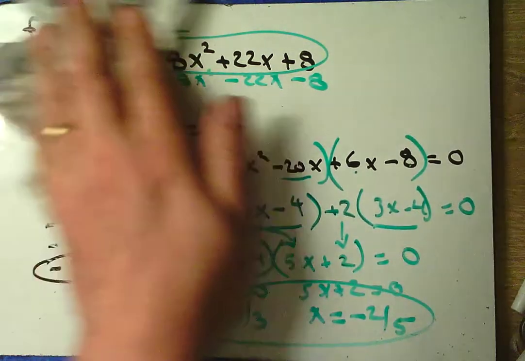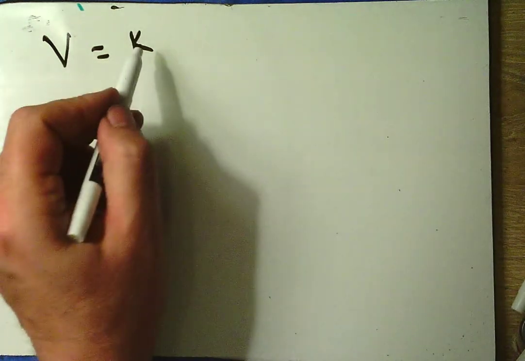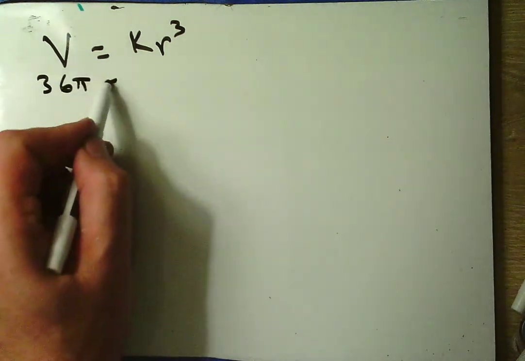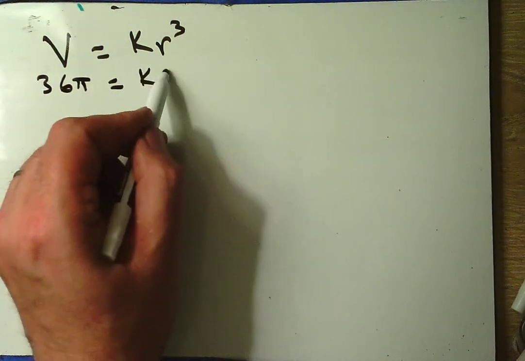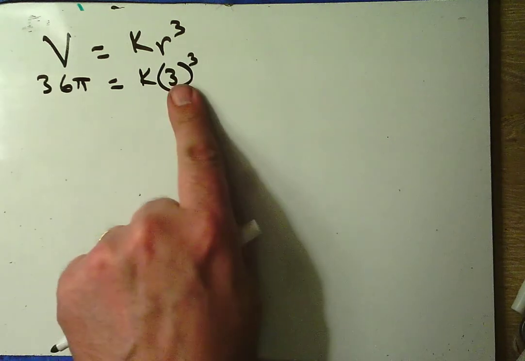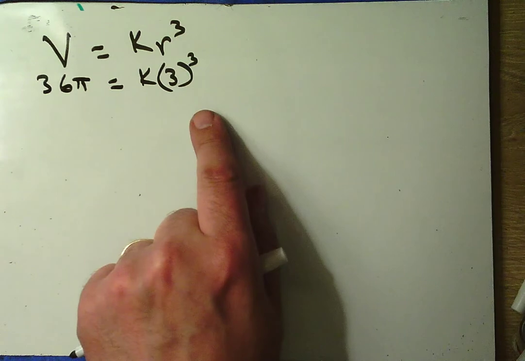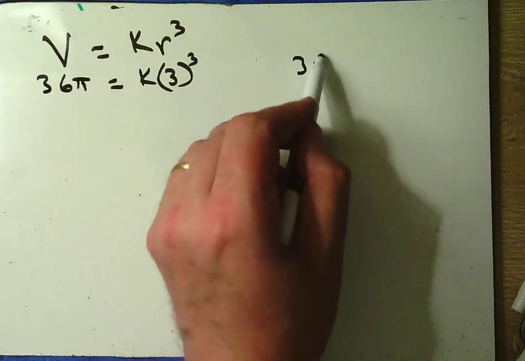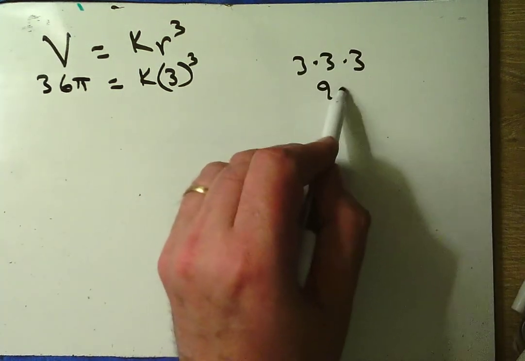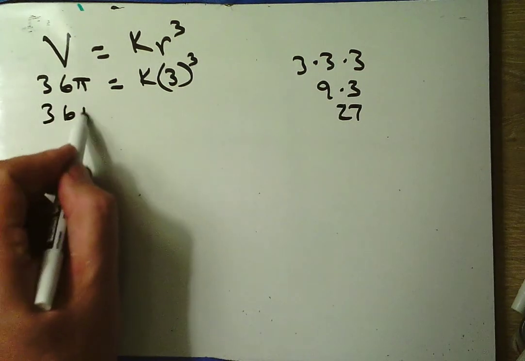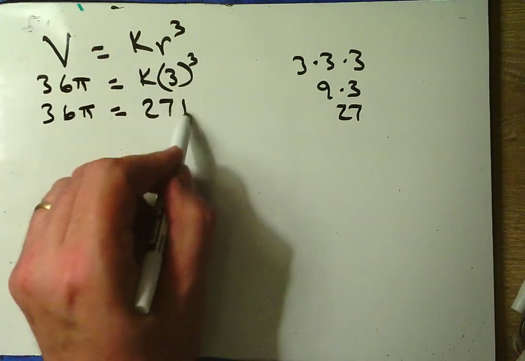Number 8. The volume of a sphere is proportional to the cube of its radius, such that volume equals 36 pi when r equals 3. Please watch out for this. I've seen a couple people this week say that 3 to the third is 6. 3 to the third is 3 times 3 times 3, or 9 times 3, or 27. So this is going to be 36 pi equals 27k.